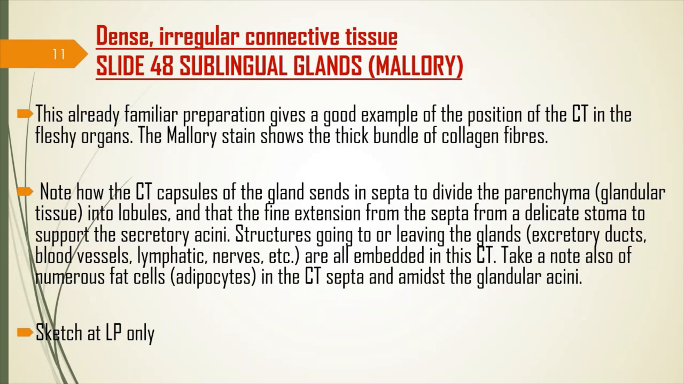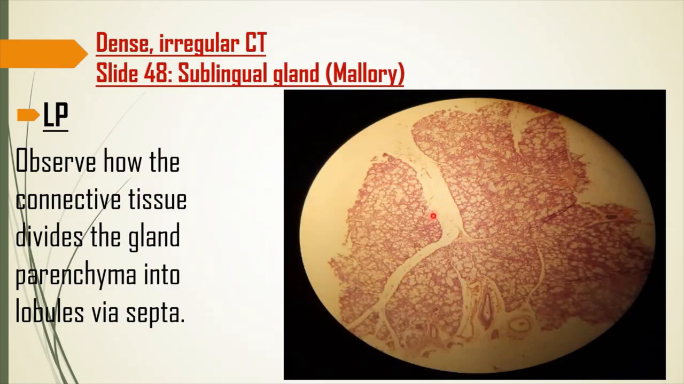Let's look at it. Now you should observe how the tissue is divided into lobules by the connective tissue. So this is a lobule here. Remember, we said that the pale part of the lobule are mucous acini and the purple part of the lobule are serous acini. This lobule here and this lobule here are separated by this septum. This septum is made up of dense irregular connective tissue which has collagen fibers. You only draw this at low power.